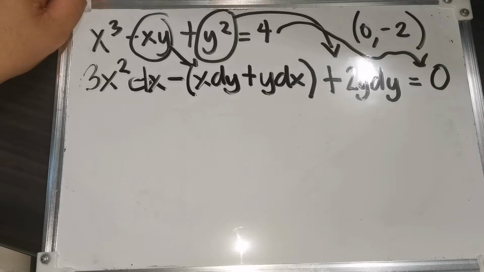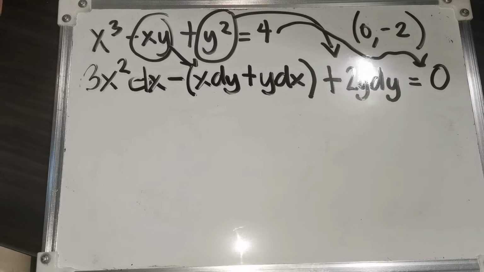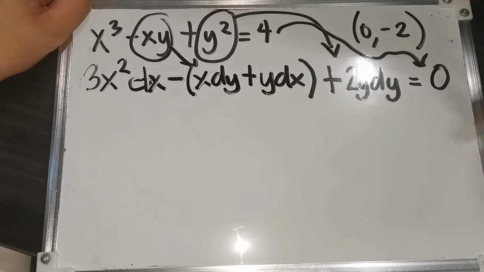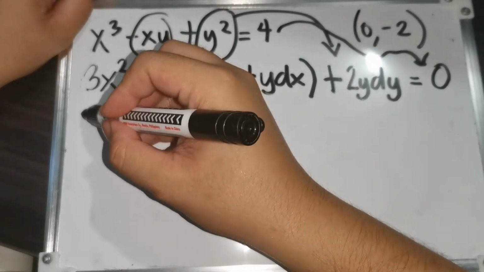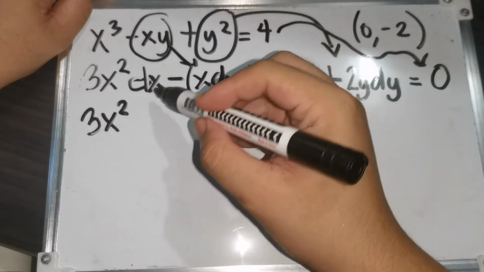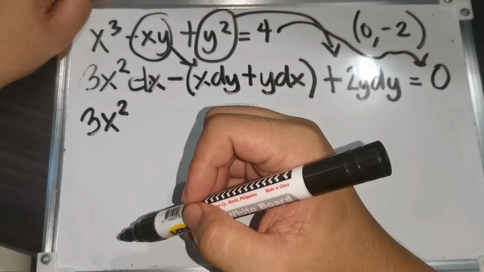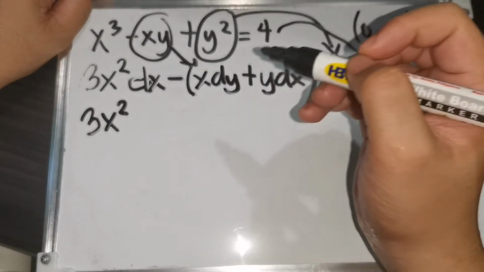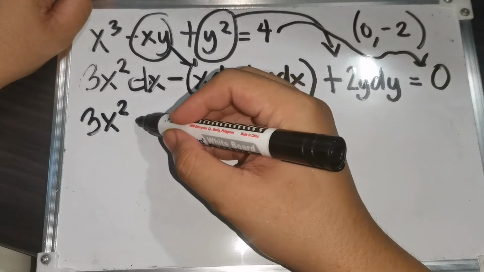Now, our task is to find the value of dy and dx. For us to come up with that, we need to divide the entire equation by your dx. So, by simply dividing the entire equation by dx, we divide the first term, so that will be 3x squared dx over dx, which is equal to 1. So, we don't need to put 1 here. So, minus.